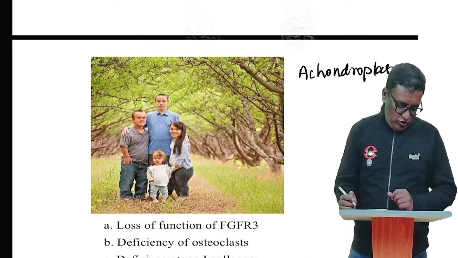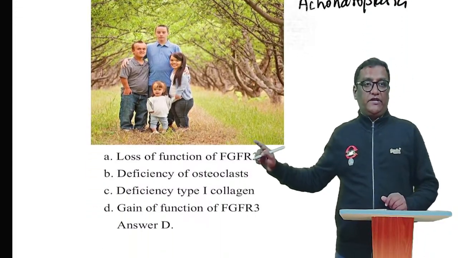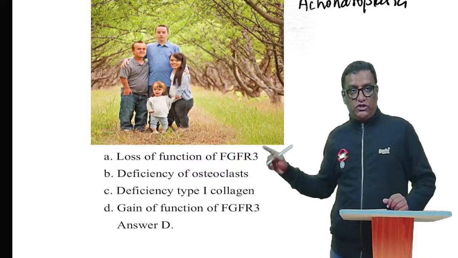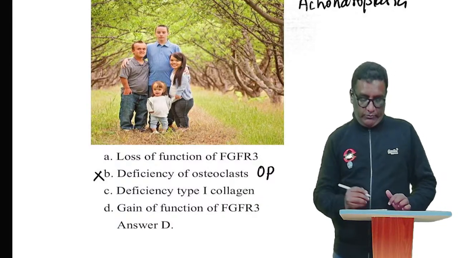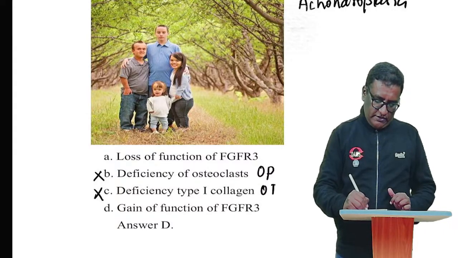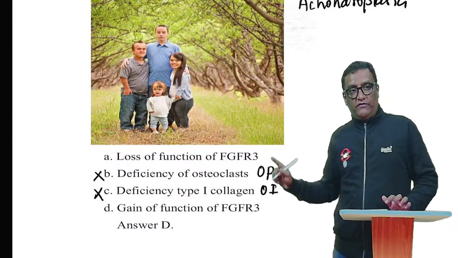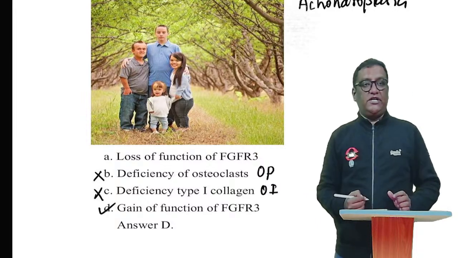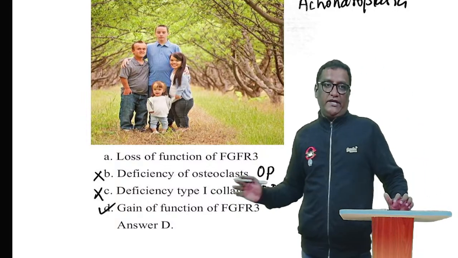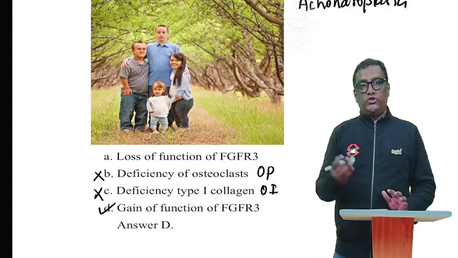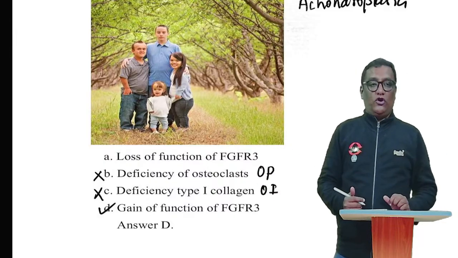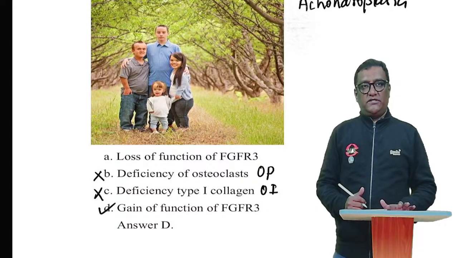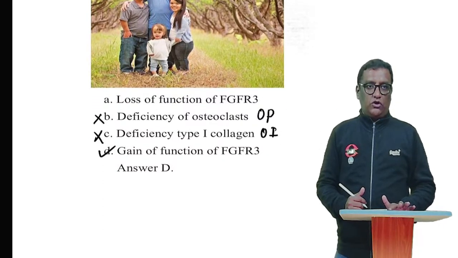Achondroplasia. What is the problem with achondroplasia? Options given: loss of function of FGFR3, deficiency of osteoclast. That is not the case. Deficiency of osteoclast is osteopetrosis, which we discussed just now. Deficiency of type 1 collagen is also not it. That is osteogenesis imperfecta. So loss of function of FGFR or gain of function? Gain of function of FGFR. Because of gain of function of FGFR, there will be premature closure. Growth cartilage cannot grow, and because of that the long bones will not grow. That is the pathogenesis of this condition. Achondroplasia is an autosomal dominant condition.